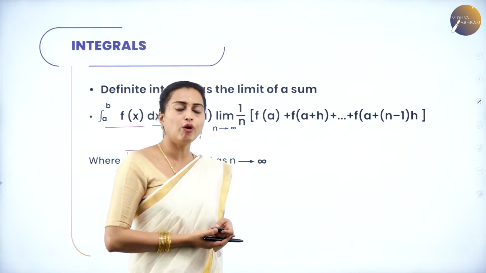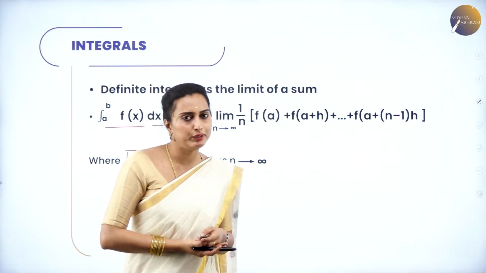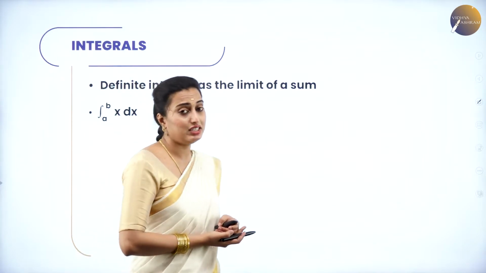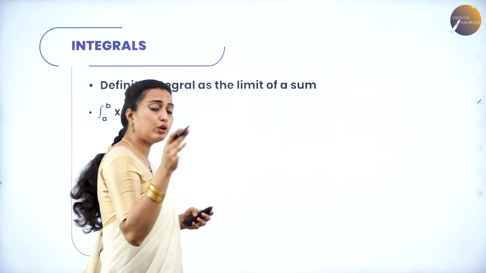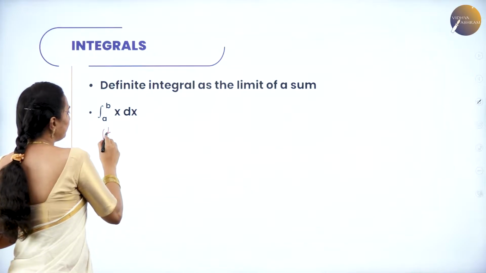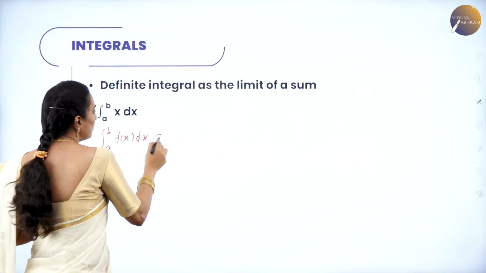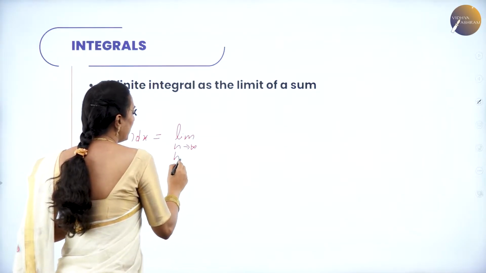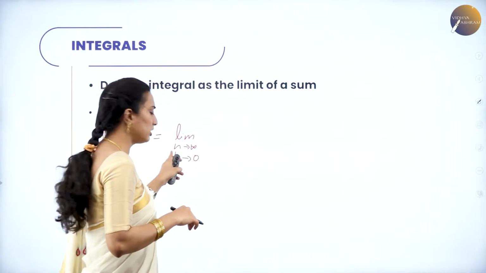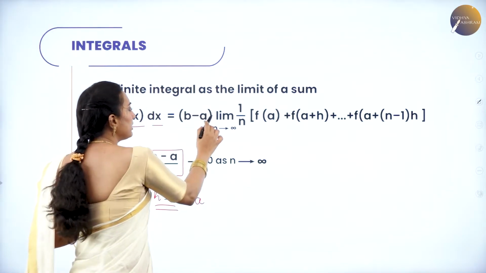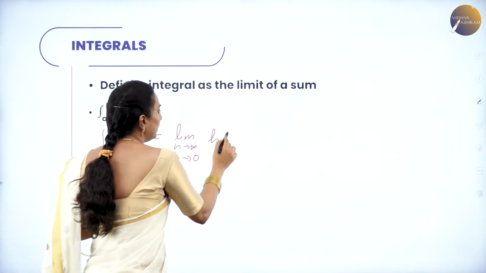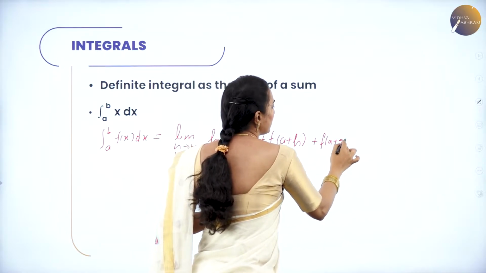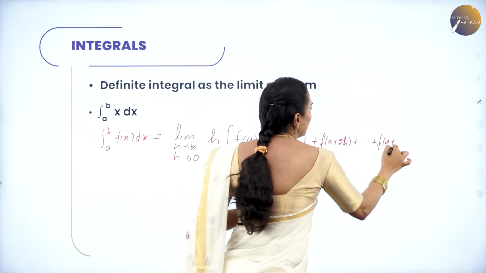Now, without any delay, let us move on to solving the problems based on the definite integral as a limit of a sum, dears. The first problem they have asked is the definite integral as a limit of a sum, integral a to b x dx. Here they have given f of x is nothing but x. So let me write down the formula first. Integral of a to b f of x dx is equal to, which implies, limit as n tends to infinity, h tends to 0. I am making a little variation in the formula: b minus a divided by n, I am going to substitute as h. So h into f of a plus f of a plus h plus f of a plus 2h plus etc. plus f of a plus n minus 1 into h.